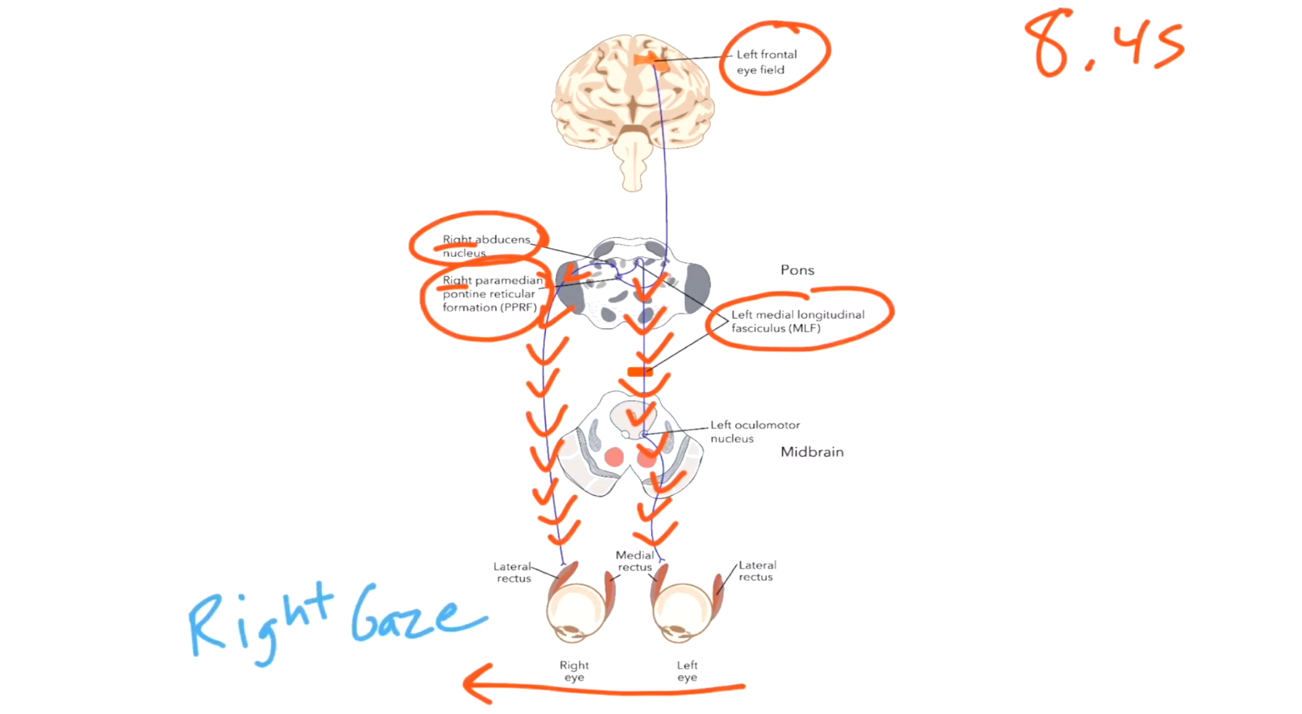Now this is a super high yield concept. So if you damage this left medial longitudinal fasciculus, then when a patient looks to the right, the left eye will stay focused in the center, and then the right eye will deviate to the right. Because the medial longitudinal fasciculus was never stimulated on the left side, so the left oculomotor nucleus could never be stimulated, so the left medial rectus muscle could never be stimulated.